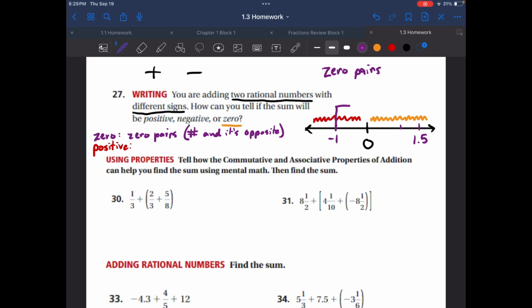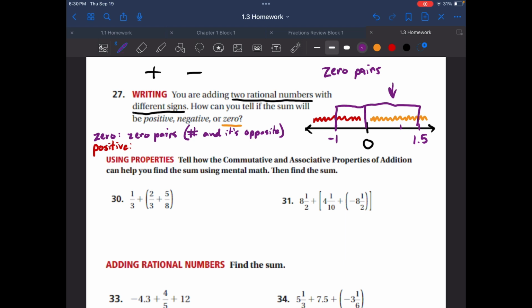Notice how when I look at the values, or the distance from 0, that 1.5 is clearly bigger than negative 1. That means I've got more positives than negatives. I've got more positive space than negative space. So if I have two rational numbers and their signs are different, I know my answer is going to be positive.